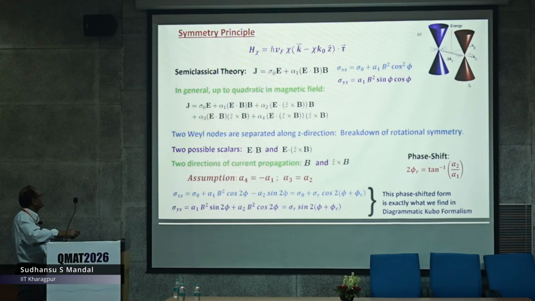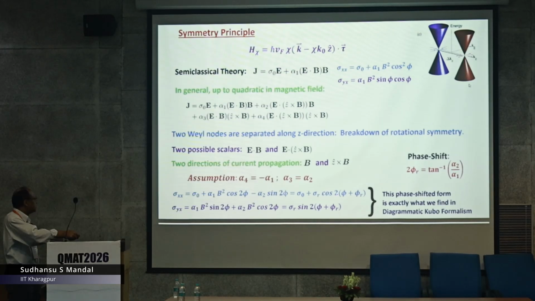Now let's say you equate the parameter alpha 4 equals minus alpha 1 and alpha 3 equals alpha 2. Then you find that sigma xx has two terms here, where alpha 1 and alpha 2 have a negative sign, and then alpha 1 and alpha 2 have a positive sign. Together you can see sigma 0 plus sigma r cosine of 2 phi plus r, and sigma r sine of 2 phi plus r. As you can see, there is a phase shift because of all these terms. If you have a phase shift, it naturally explains the sign change of these conductivities.